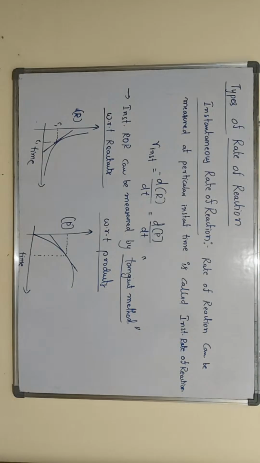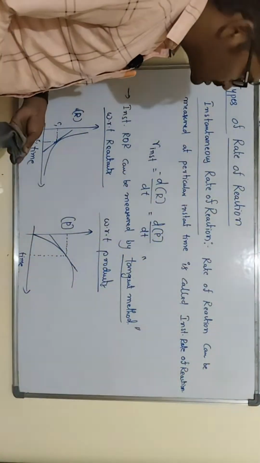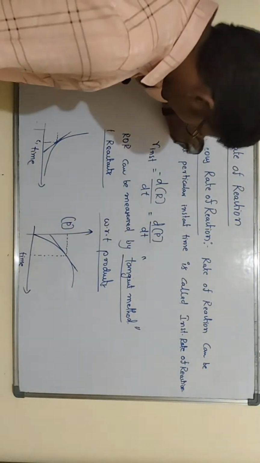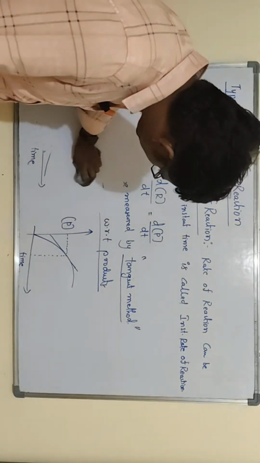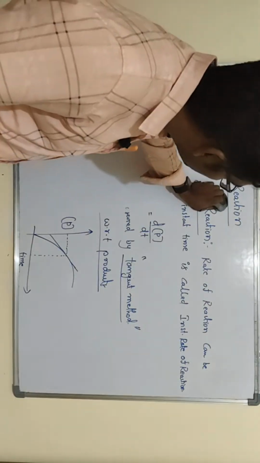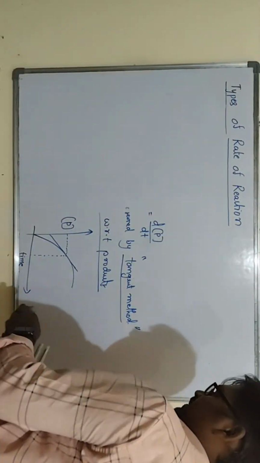Yeah, the next point we have to discuss. Here we are discussing the types of rate of reaction. One is average rate of reaction, the other is instantaneous rate of reaction. The instantaneous rate of reaction can be measured using the tangent method, which we discussed. Now, what do we have to discuss?